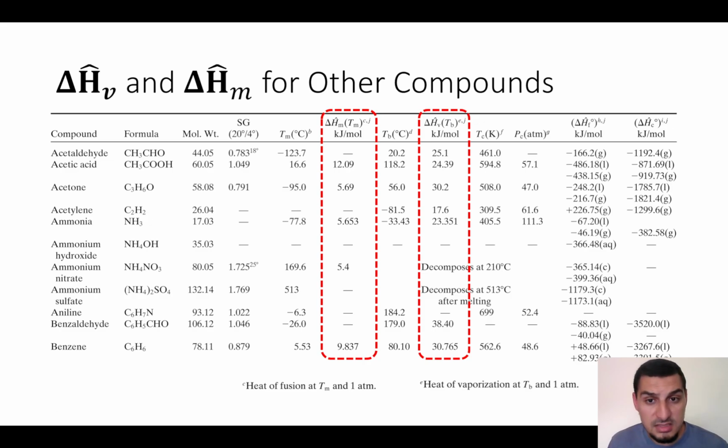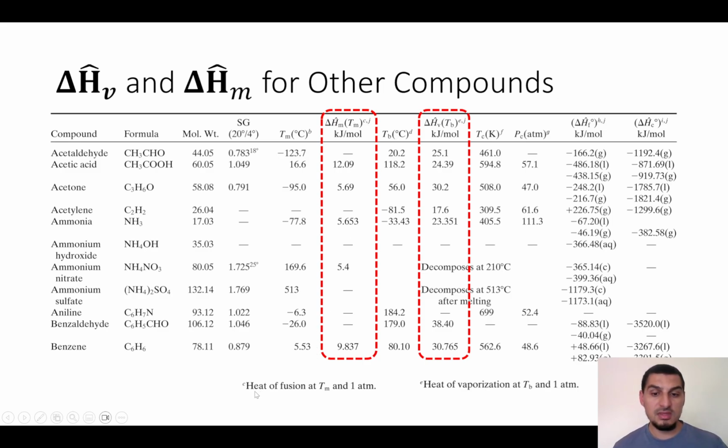The second thing is that we have only one value for the latent heat. In the previous table, we had many values for the latent heats depending on the temperature and the pressure. But here we have only one value, and this is because of what is written here: it's the heat of fusion. This is the footnote here.